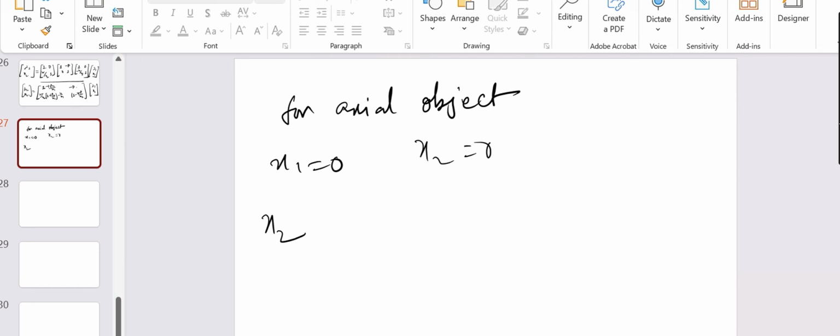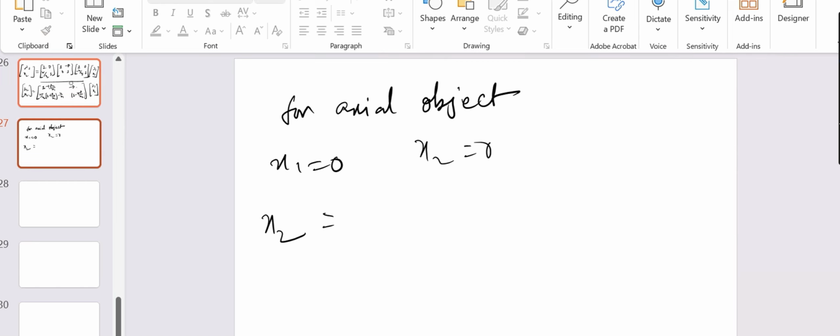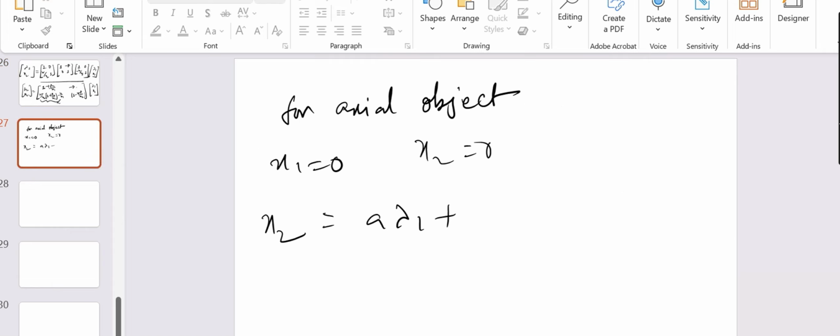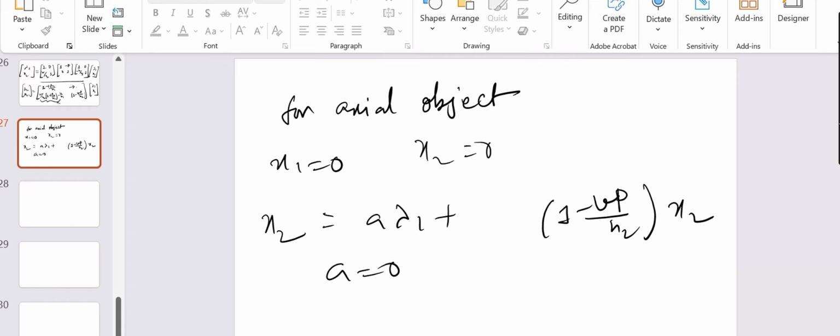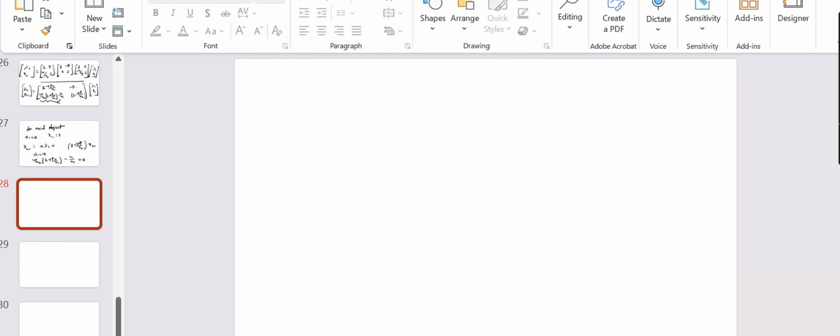So basically we are saying that x2 is, let this value be a, so a lambda 1 plus 1 minus vp by n2 x2. Then when x1 is equal to 0 and x2 is equal to 0, that a needs to be 0. So when we put that, v by n2, a is basically that whole thing minus u by n1 is equal to 0. We get some relation.